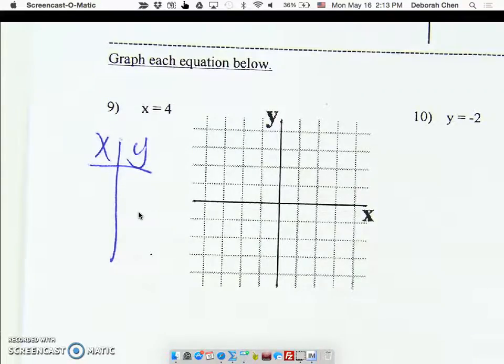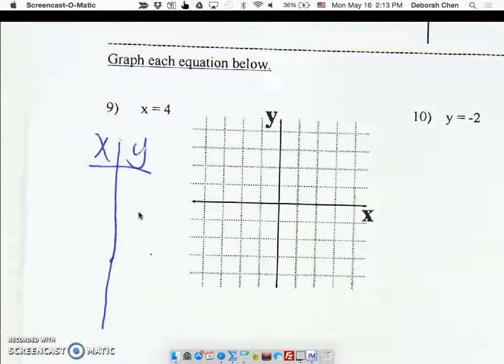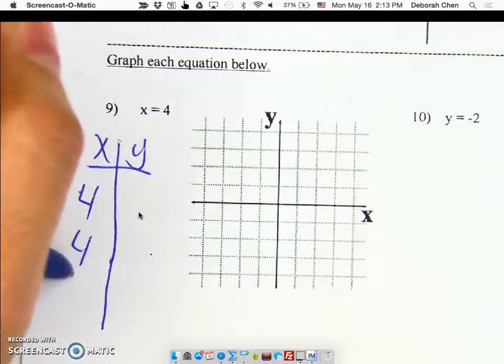Then it doesn't help you. You only plot one dot on the graph, so it doesn't look like a line. Good question, though. It says x equals 4, so I'm going to put 4 all the way down, because x has to be 4. Y's can be anything I want. I'm going to pick random things this time.